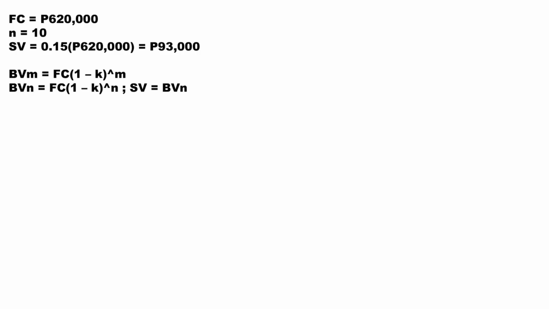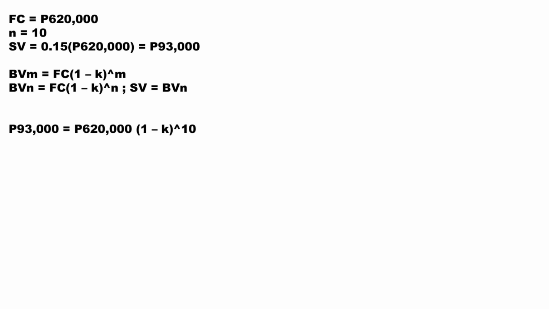The first formula calculates the book value of an asset after a certain number of years, which is M. It works because every year the asset loses the same percentage of its current value, not its original cost. The second formula is used for the end of the asset's useful life. By knowing the salvage value, we can calculate the depreciation rate using this formula. So it looks like this.